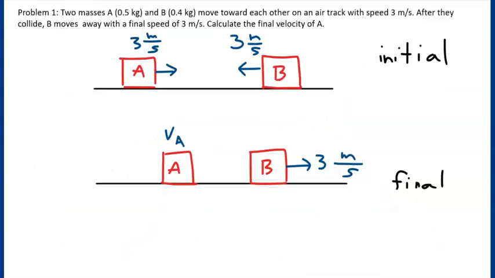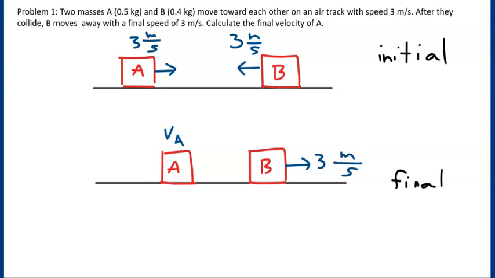Let's look at the following problem. Two masses, A and B, move towards each other on an air track with a speed of 3 meters per second as shown. After they collide, B moves away with a speed of 3 meters per second. What is the final speed of A?